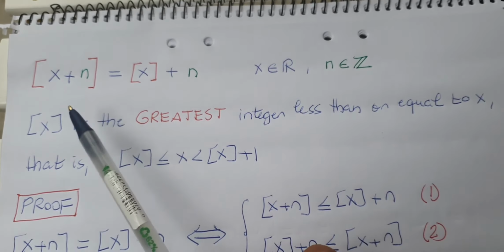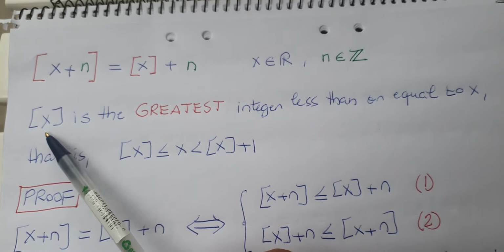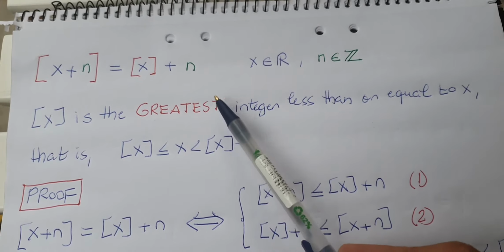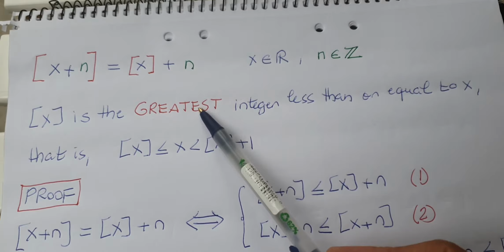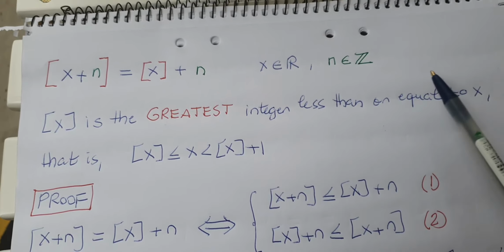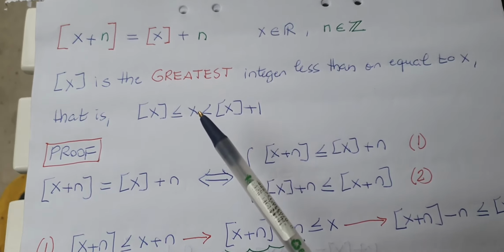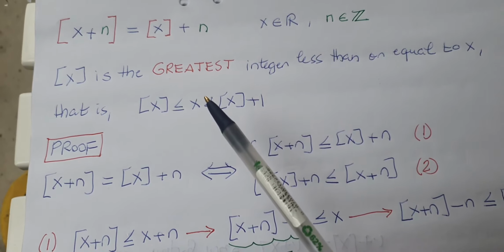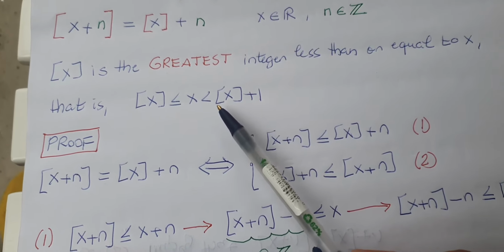So I remind you that the integer part of x is the greatest integer less than or equal to x, which can be expressed mathematically by this double inequality.